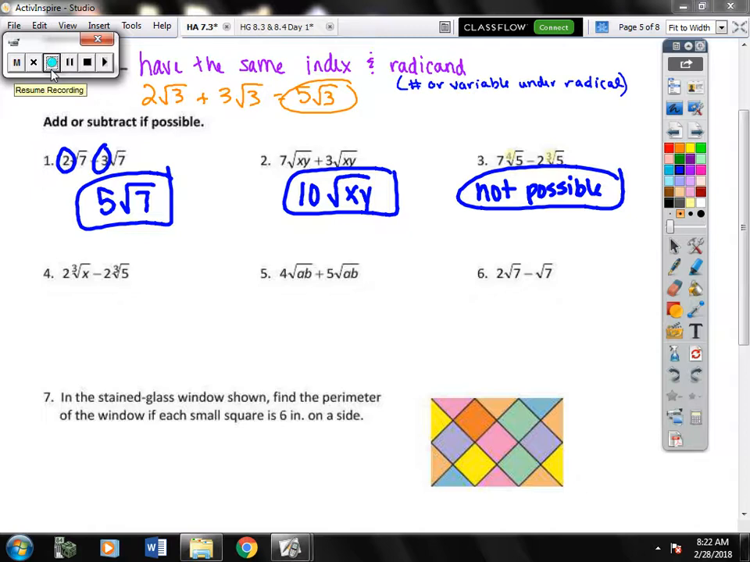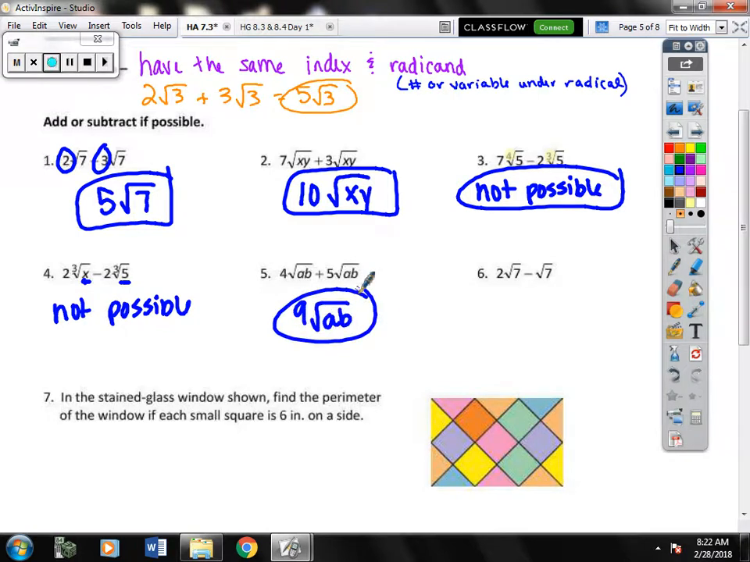Who can tell me what they got for 4? Caleb? Not possible. Different radicands. So the x and the 5 can't be done. How about number 5? Garrett? Good. And how about 6? Ashley? Square root of 7. Make sure you realize that there is that imaginary 1 hanging out in front, just like if you have an x, it's 1x. So 2 minus 1 would be 1 root 7, or just root 7. If you want to put the 1 just because it makes you feel better, you can, but it's not required. I won't take off points if you put it, though.